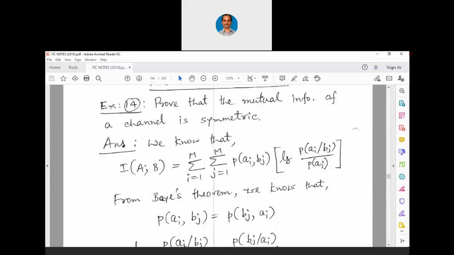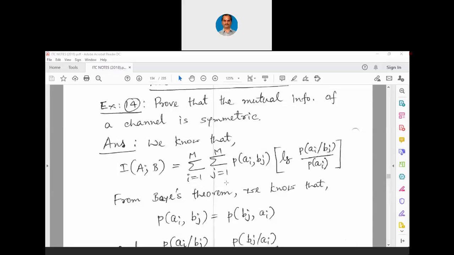Prove that the mutual information of a channel is symmetric. The answer is, we know that I of A semicolon B equals summation of i equals 1 to M and summation of j equals 1 to M, P of Ai comma Bj, this is a joint probability, into log of P of Ai slash Bj divided by P of Ai. This is by definition itself, right? This is how we have mathematically defined the mutual information.